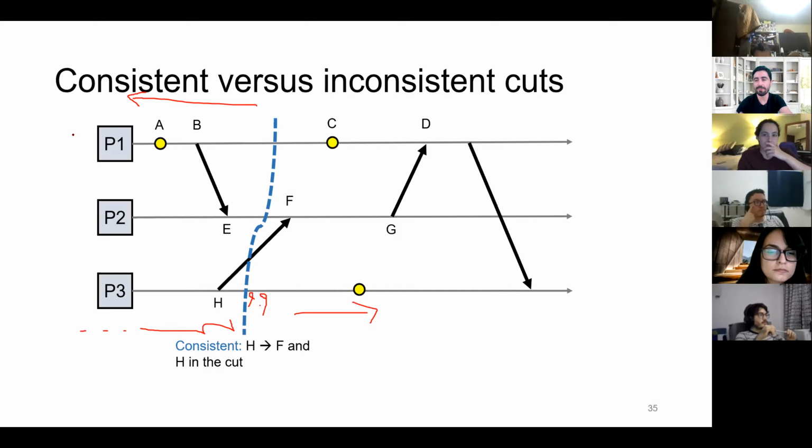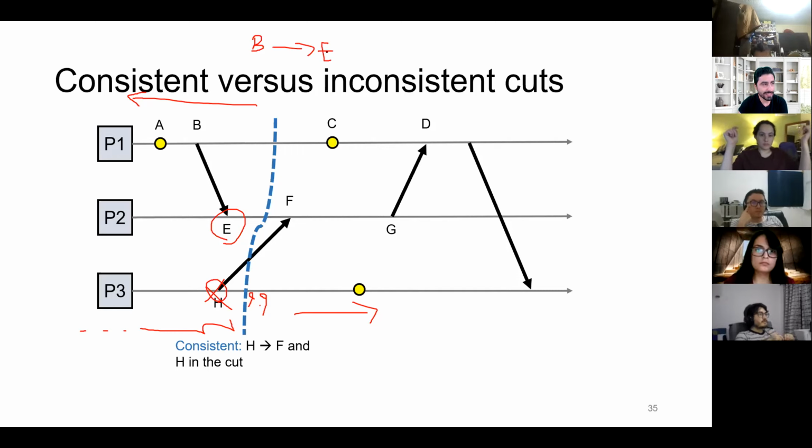So for cuts, we can have consistent and inconsistent. The idea was, if E is in my cut and B happened before E, you remember this? B happened before E. So if E is here in my cut, B should be here for sure to have a consistent cut.